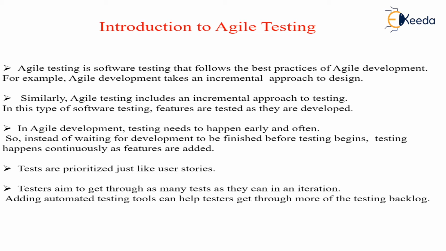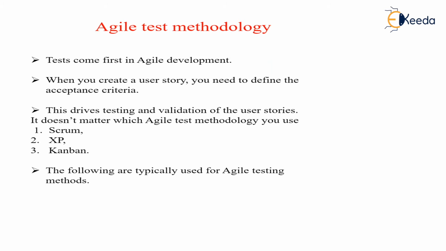Testers aim to get through many tests as they go through iterations, adding automated test tools so that they can test thoroughly and there will be no more backlogs. Then we have, of course, the test comes first. When you create a user story, a copy goes to the customer. The customer verifies your user story and it becomes your acceptance criteria. Now, this drives testing and validation, which the agile test methodology uses.